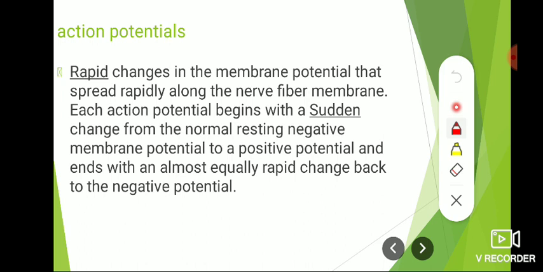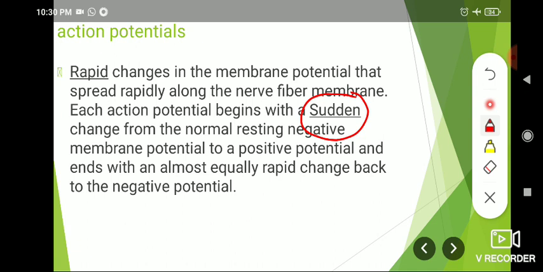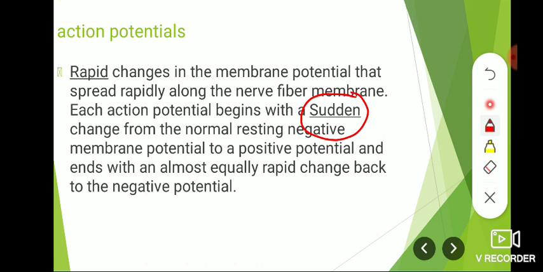Now, what is meant by action potential? It is basically a sudden and rapid change in membrane potential that spreads rapidly along the nerve fiber membrane, or you can say any excitable cell. So these two things are important in this. It is sudden, immediately after the stimulus, and it is a rapid response. So these two are key in the action potential.